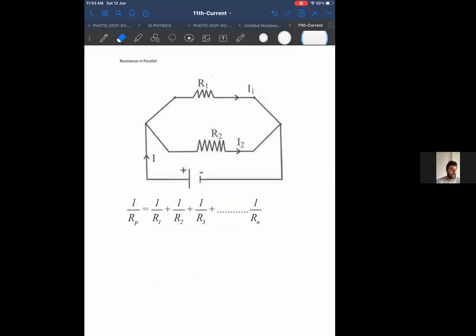Resistance in parallel: R1 and R2 are connected in parallel, and therefore 1 by Rp is equal to 1 by R1 plus 1 by R2 plus 1 by R3 plus dot dot dot 1 by Rn. Therefore, please make a note of resistance in series and resistance in parallel quickly. Then we'll solve problems based on these two, resistance in series and parallel. Very good.